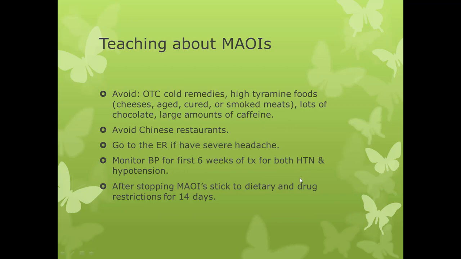Make sure you go through these. MAOIs are not used as much anymore because there are so many side effects. If they are taking an MAOI, make sure that they are not eating any foods high in tyramine, like aged cheeses, smoked meats, chocolate, caffeine. Chinese restaurants have a lot of high tyramine foods because the tyramine will actually interact with the MAOI and cause a hypertensive crisis.